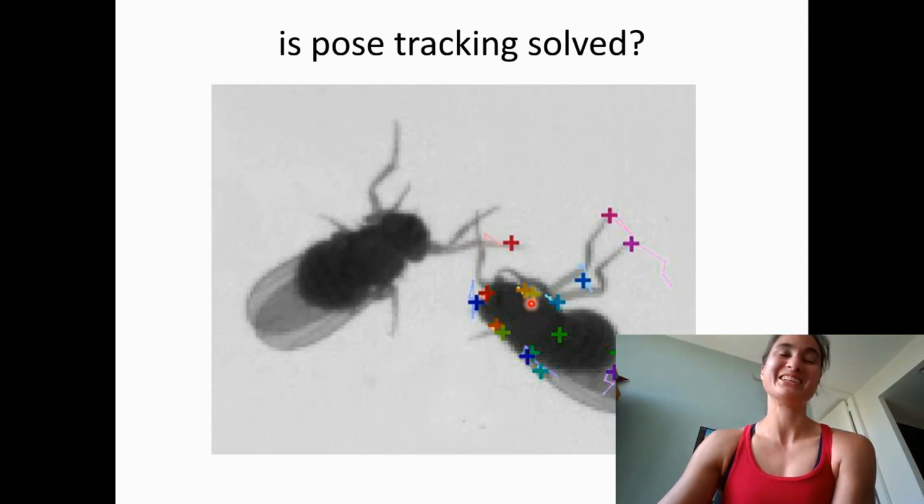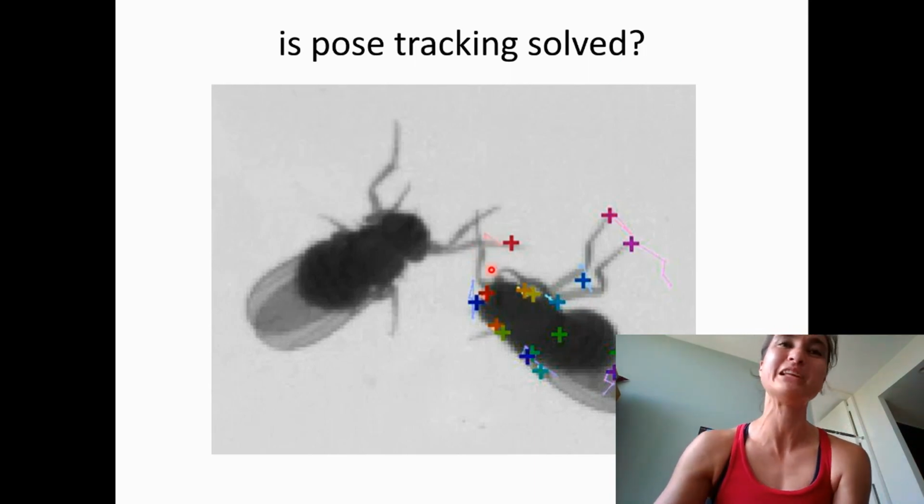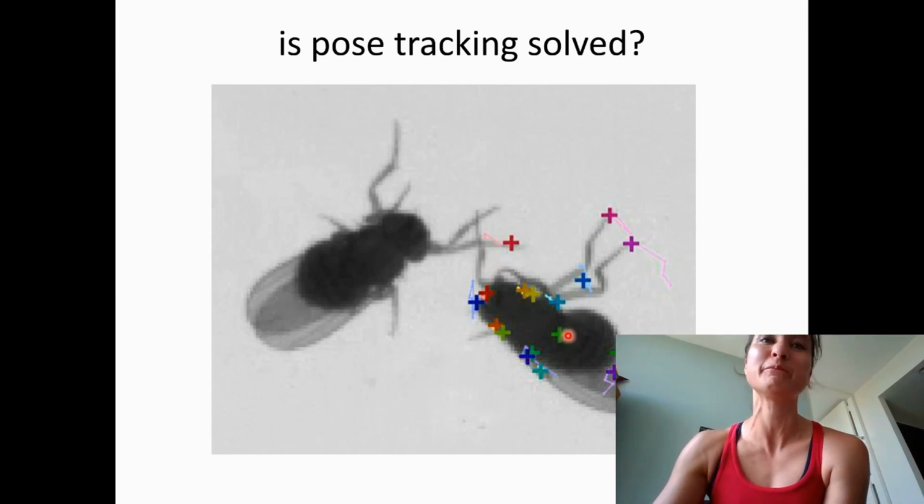So if you could see this video playing, what it would show you is that temporal context is really important. It makes it much easier to distinguish which leg is which. And it's really important for the annotator in being able to solve this problem.